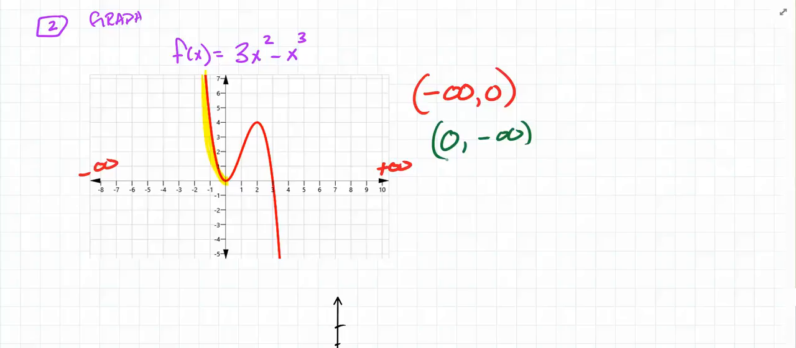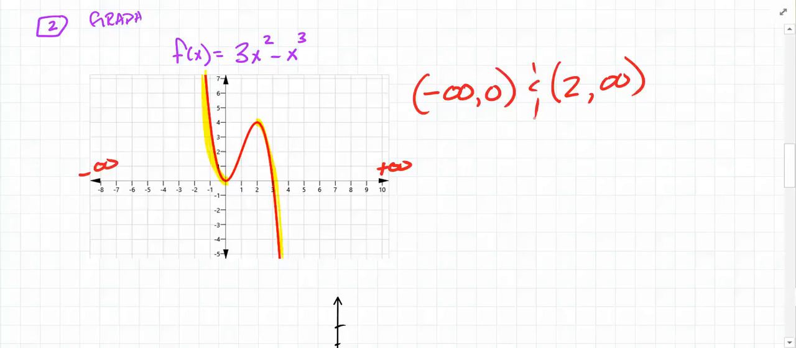Now there's another place where this is decreasing as well. If I were to highlight it on the graph, it would be from here to here. So how do I describe that? From 2 to positive infinity, right? Remember, we're only looking at the x values, okay? Only the x values. So this would be where my graph is decreasing.